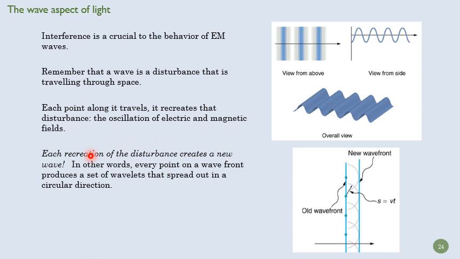Each recreation of the disturbance creates a new wave, right? As my wave goes up here, it changes the magnetic fields and creates an electric field that changes. That changing electric field then creates an electric field and a new magnetic field. That new magnetic field creates a new one, it goes on forever and ever, right? So at each point, we get a new wave that creates and spreads out in a circular direction from our disturbance. Now, why don't we see that, right? Why don't we see what we call wavelets here?